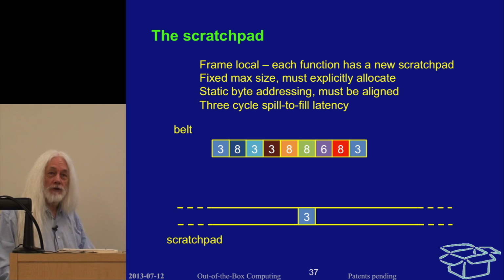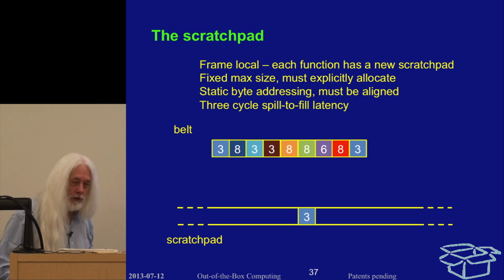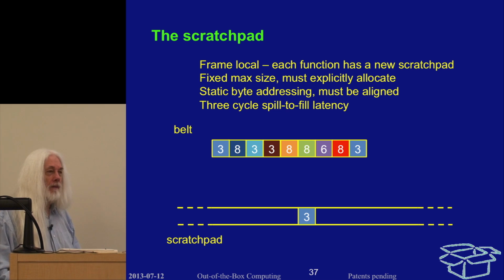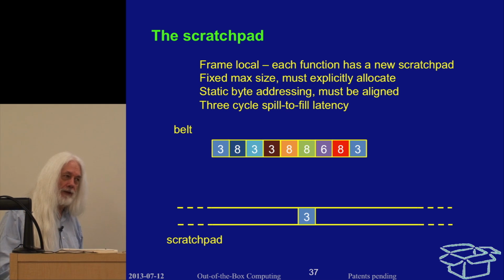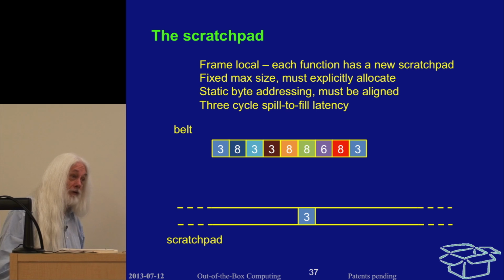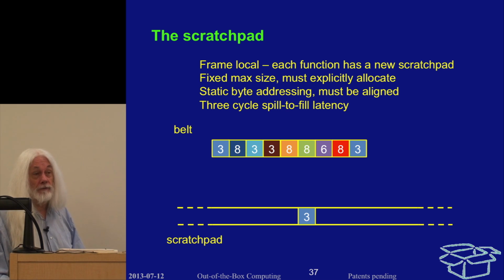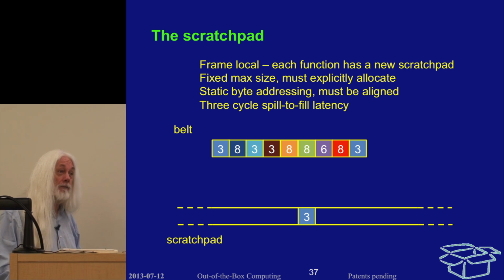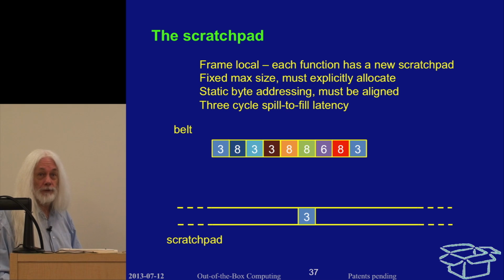It's a 3-cycle spill to fill latency. This means that if you want a value to use again, and you want to use a scratchpad, well, you spill now and you won't actually get the thing back for another 3 cycles, which in turn means that we set the length of the belt so that nearly everything lives for 3 cycles on the belt.